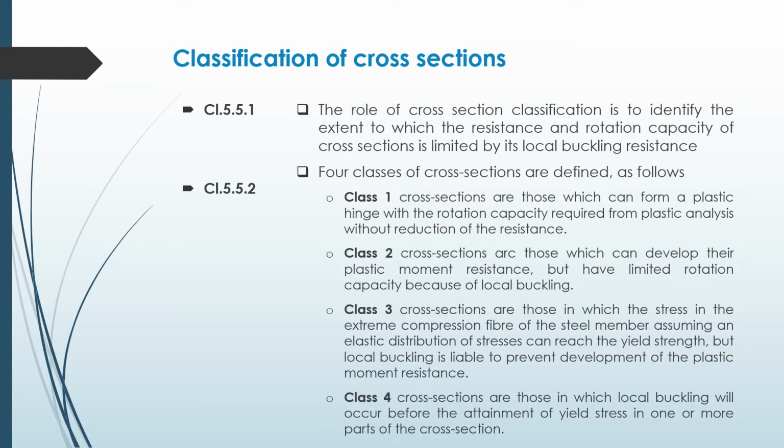So let us discuss the classification of cross sections. We know that steel beams are made up of components like the flanges and webs, which are very slender, and there is every possibility that the beam capacity is limited by the local buckling of these components. The basic objective of the classification of cross-sections is to identify the extent to which the resistance and rotation capacity of the cross-sections is limited by its local buckling resistance.